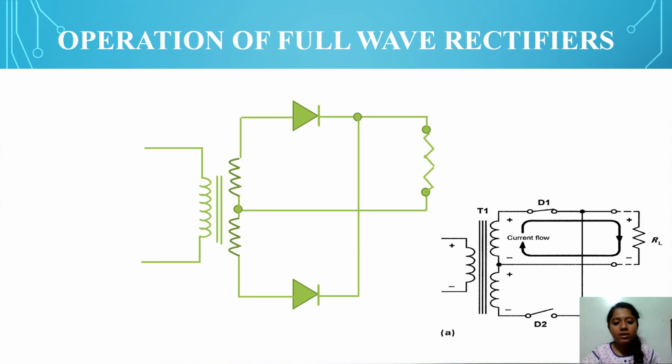Before that, this center tapped transformer is used to reduce a higher voltage to a lower voltage, where the higher voltage here is 220 volt, that is the AC input, and it is reduced to 12 volt, which is divided equally to both diode 1 and diode 2. That is the reason they use a center tapped transformer, to divide equally. Now this is diode 1.